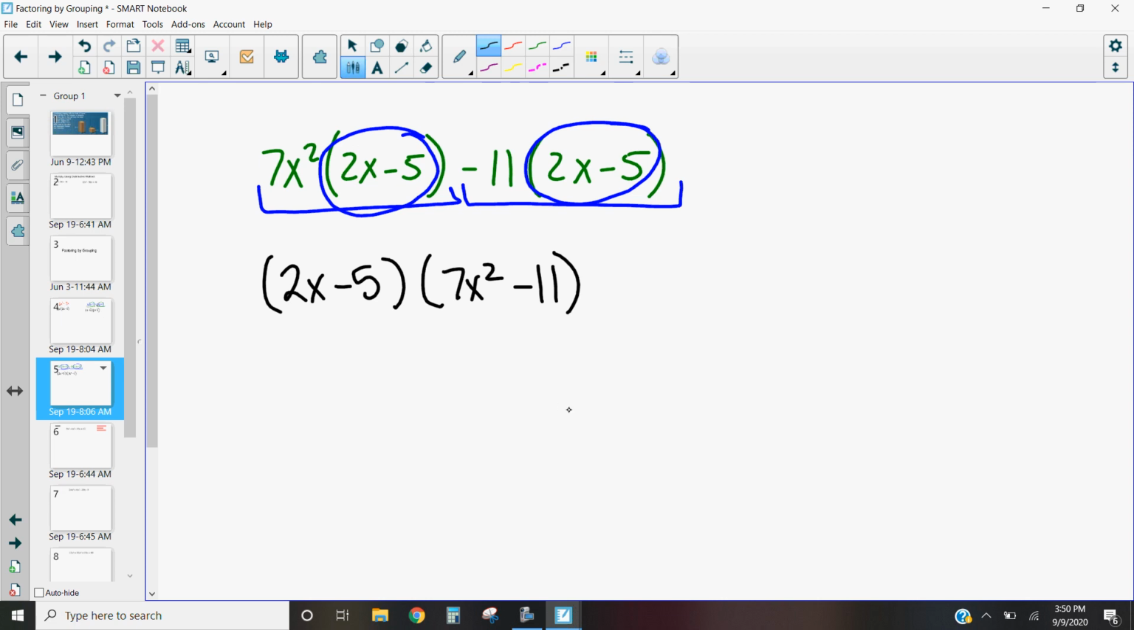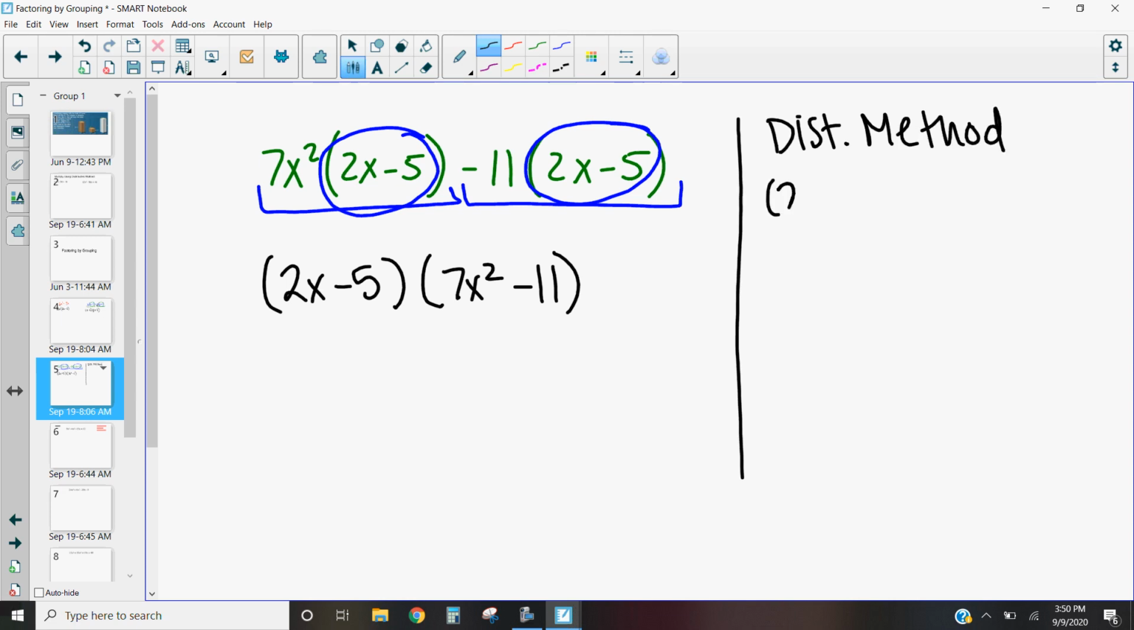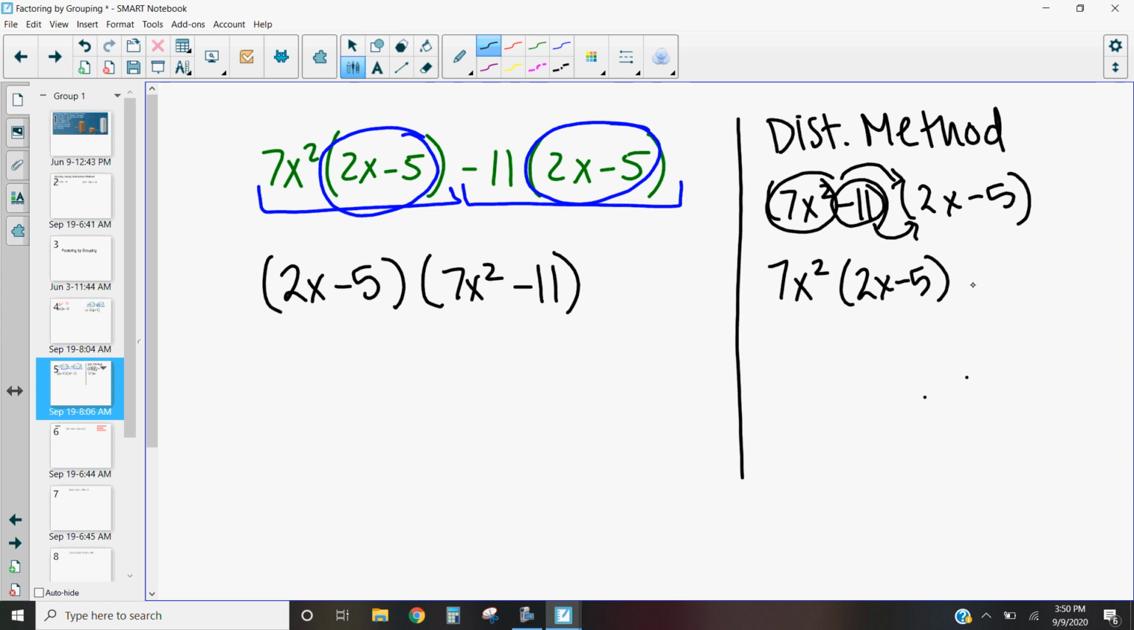The reason that this works is remember back to when we learned how to use the distributive method. So we had something like this. Imagine if I had something like 7x squared minus 11 times our 2x minus 5, right? When I did that distributive method, I took this term and multiplied it by that whole polynomial, and then this term times that whole polynomial. Notice how I wrote 7x squared times 2x minus 5 minus 11 times 2x minus 5. Notice how this and this are the same.